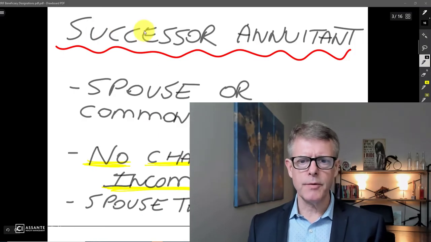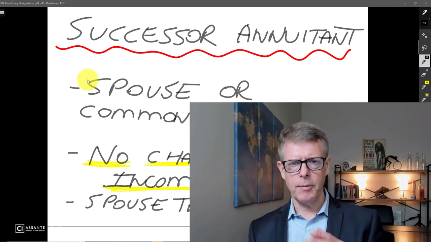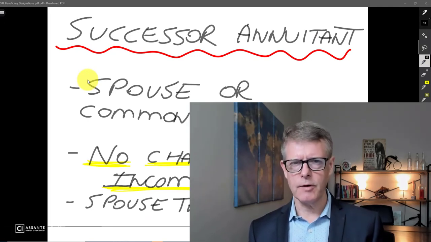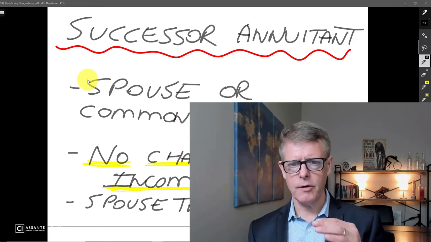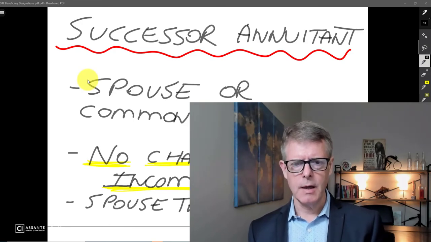So let's first talk about the successor annuitant designation. Now, what's unique about this designation is it applies to a RRIF account. You don't have this designation with an RRSP account as an example, or with a TFSA account. Now, there is a successor designation for TFSAs, but it just serves a different function. So successor annuitant is something that you can put on the contract for a spouse or common law partner, so you have a partner. And the biggest advantage to the successor annuitant designation is upon your death, the account basically just reverts to the surviving partner and all the income payments continue.